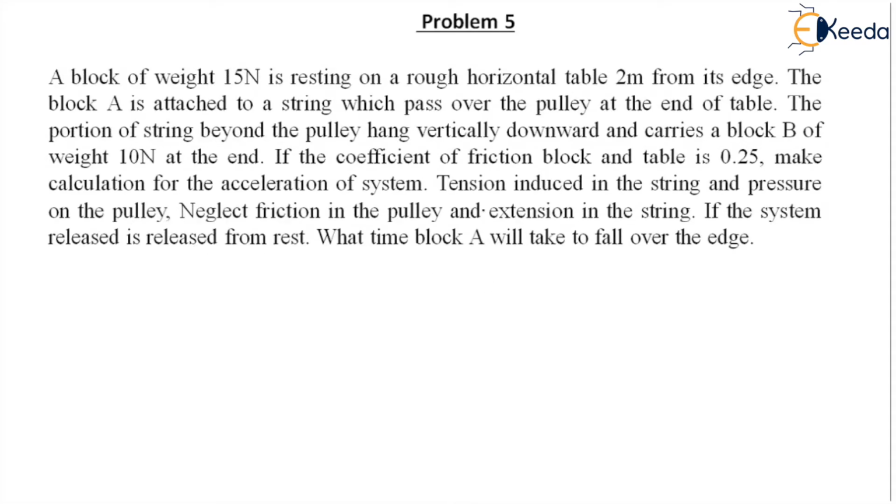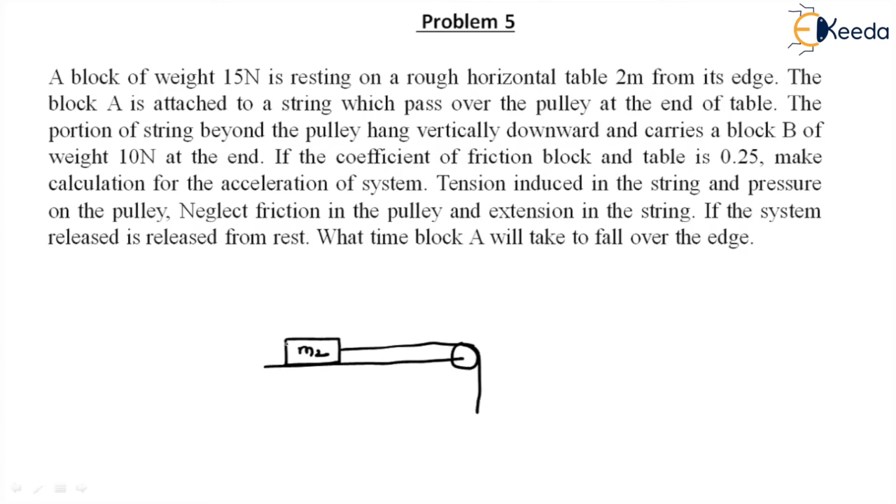Now let's discuss this numerical. Here we are considering two blocks. One is 15 Newton resting on a rough horizontal table 2 meter from its edge. We are considering this block, and this block is resting on a rough horizontal surface, and it has weight 15 Newton, and it is placed at 2 meter from the edge. So the distance from the edge we are considering is 2 meter.